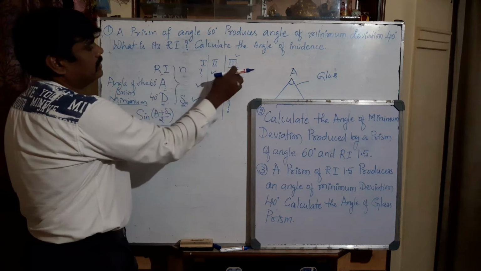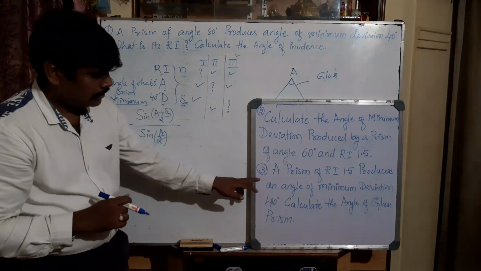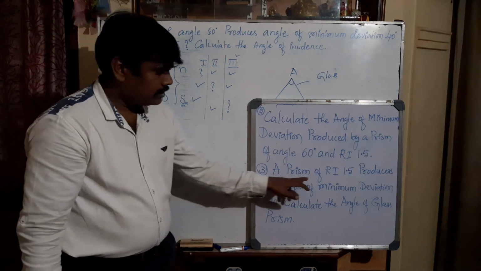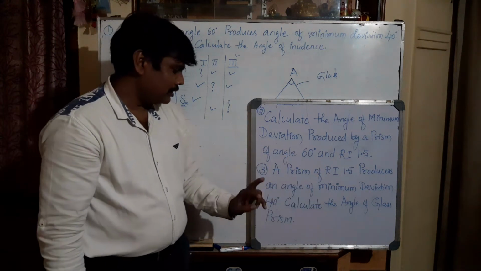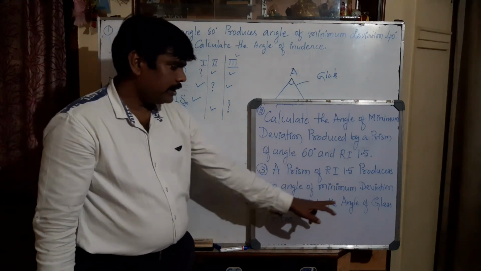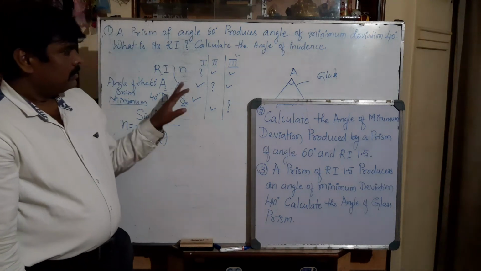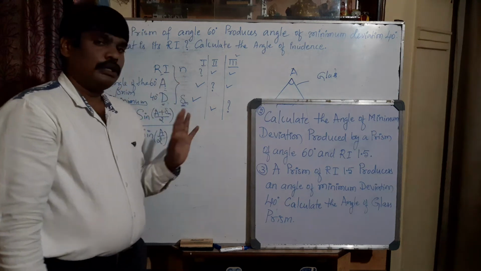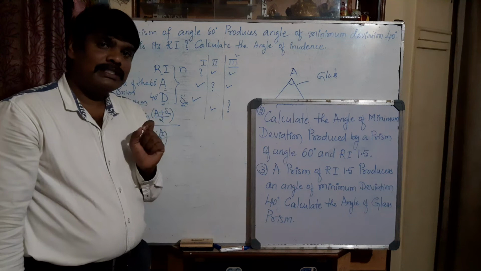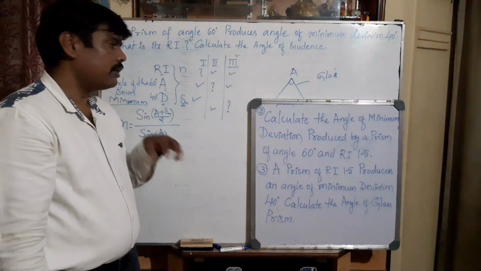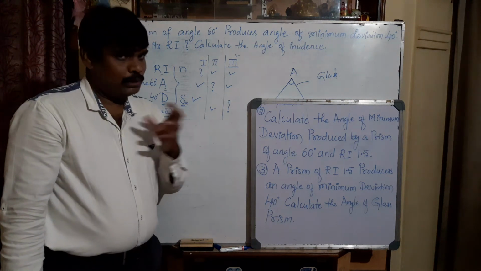The first and third methods are somewhat easier compared to the last one. In this problem, a prism of refractive index 1.5 produces an angle of minimum deviation of 40 degrees. Calculate the angle of the glass prism. See the difference between these three problems, that is very important. While solving any numericals, first you have to understand what is given and which physical quantity we need to calculate.